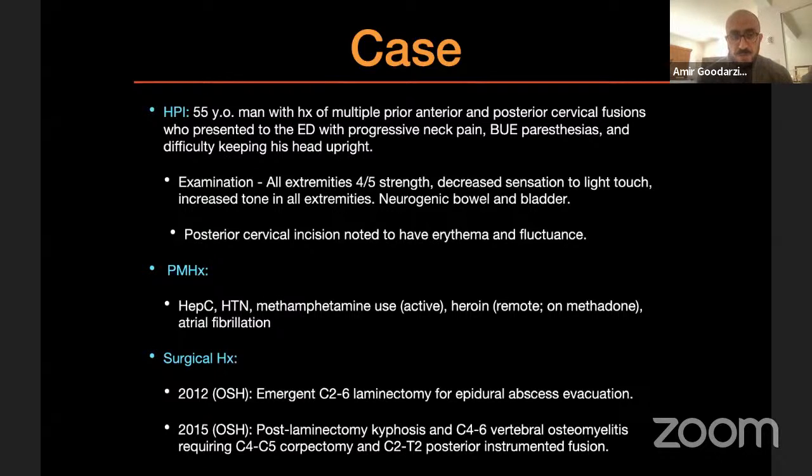His prior surgeries: in 2012, he had an emergent C2 to 6 laminectomy for an epidural abscess evacuation, and then that was followed by a 2015 outside hospital surgery, which was done for post-laminectomy kyphosis, and also a C4-6 osteomyelitis that required a corpectomy and C2 to T2 posterior fusion.